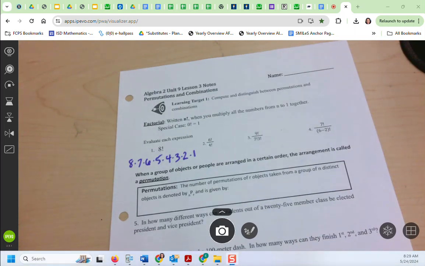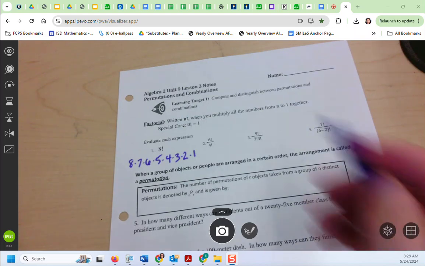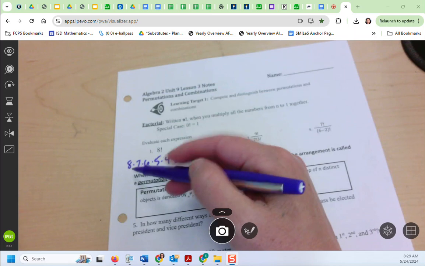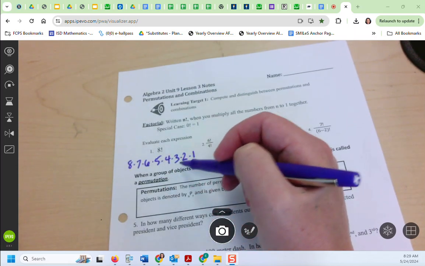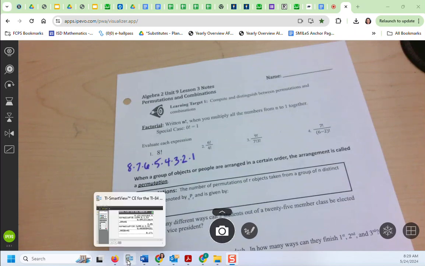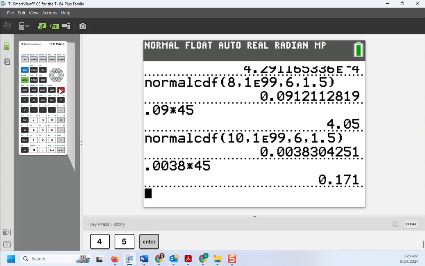All right, factorial, remember, means that you're going to multiply the number times every number less than it. So you can just calculate 8 times 7 times 6 times 5 times 4 times 3 times 2 times 1, and it will work if you forget how to find your factorial button. However, there is a factorial button.